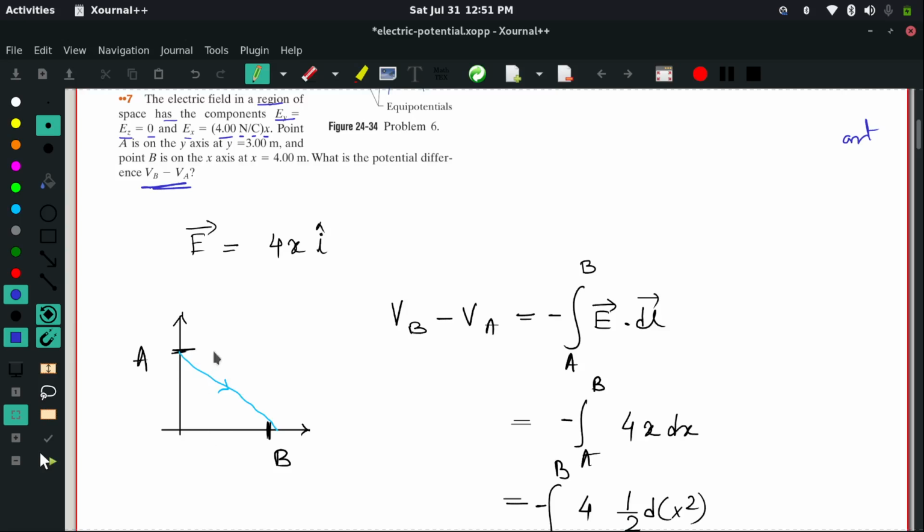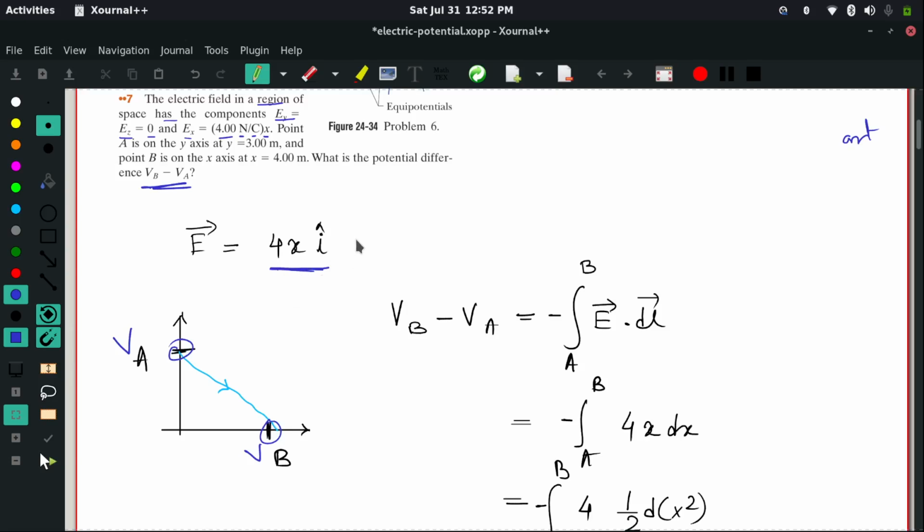Okay, so let's draw a very quick diagram. What they're talking about is a point B and a point A, sitting on these axes. So this is our point A and this is our point B, and the potentials are denoted by VA and VB at those points. In this whole region the electric field is only along the x-axis. All the other components are 0.